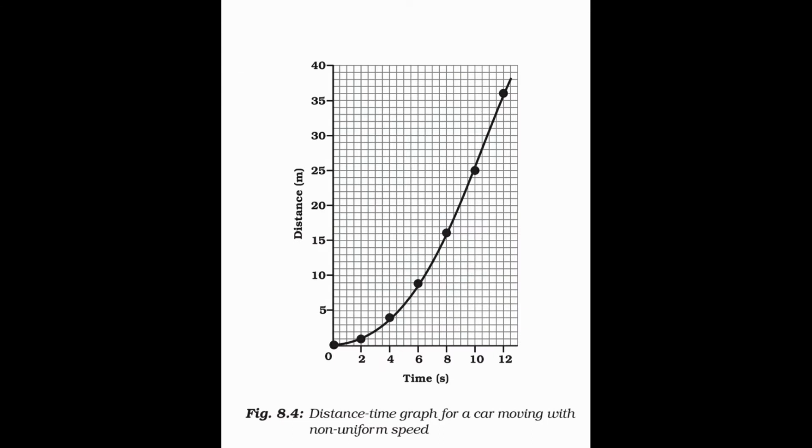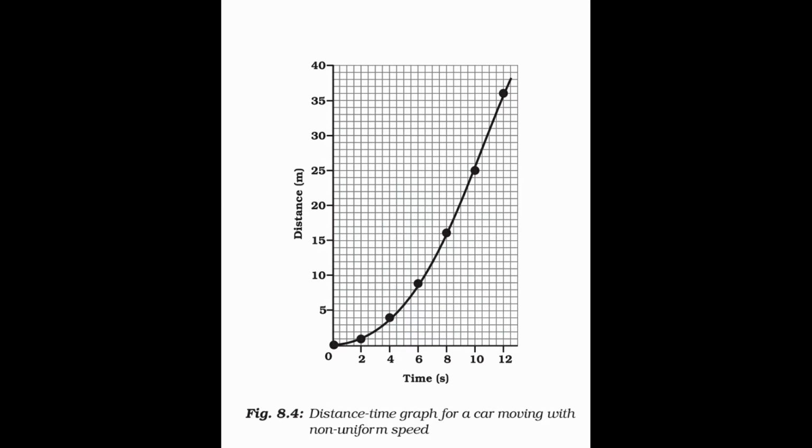If a body travels unequal distances in equal intervals of time, then the motion of the body is known as non-uniform motion. This is when the speed of the body increases with the passage of time. For example, when a train leaves the platform, its speed increases with the passage of time.